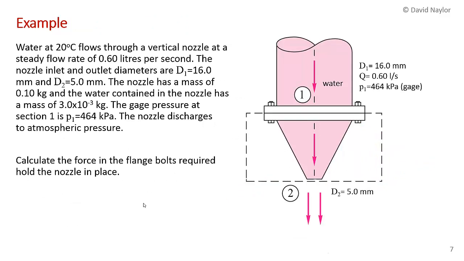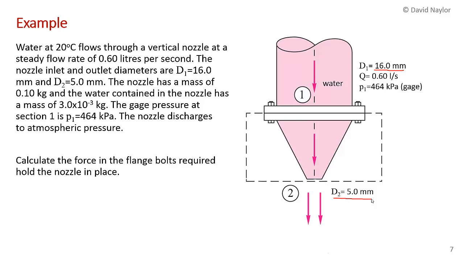This is almost as complex as they get. Water at 20 degrees C flows through a nozzle at a steady flow rate of 0.60 liters per second. The nozzle inlet and outlet diameters are 16 and 5 millimeters, and I've shown them over here. There's the inlet, and there's the nozzle outlet. The metal nozzle has a mass of 1/10 of a kilogram, and the water contained in the nozzle, just in the nozzle section, has a mass of 3 times 10 to the minus 3 kilogram. So we're not going to neglect gravity this time.